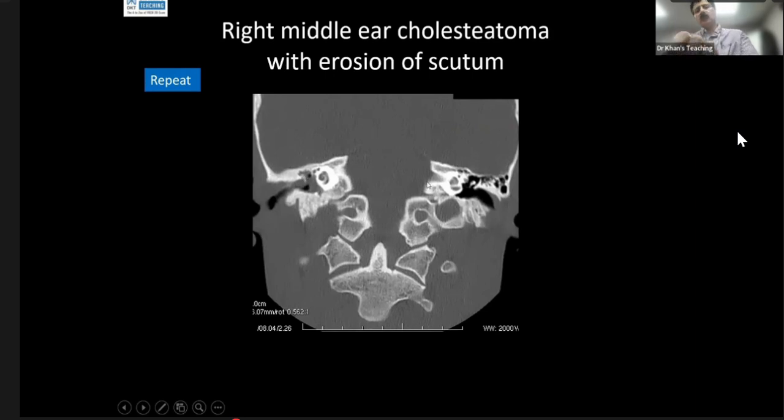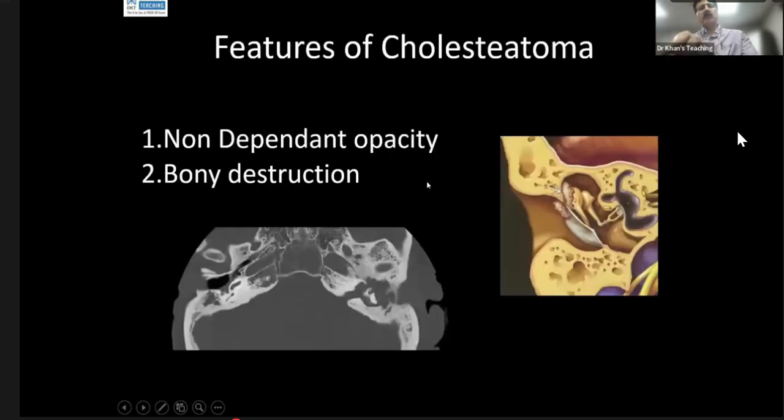So this was just to develop anatomy. Now we will take a 5-minute break, and then we will see a few in the last hour. We are going to see viva cases of the temporal bone.